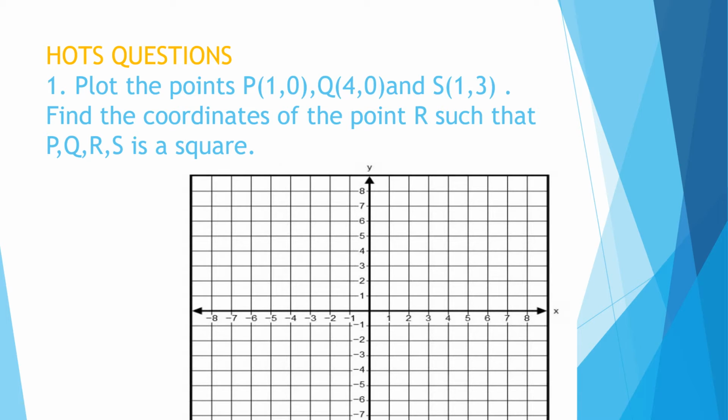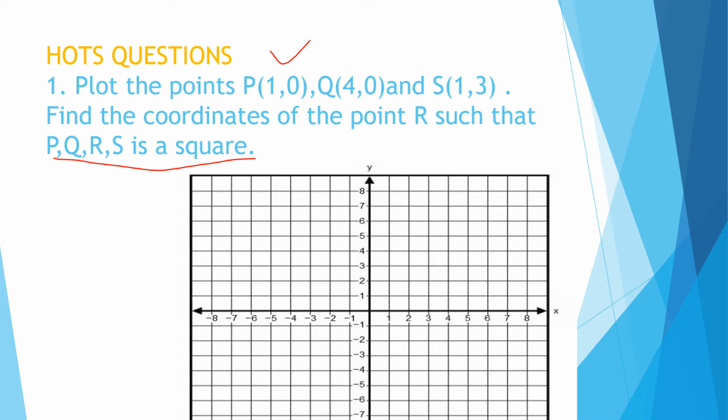Plot the points P(1, 0), Q(4, 0) and S(1, 3). Find the coordinates of the point R such that PQRS is a square. I guess everyone is quite aware of the properties of a square. Only remember a square has 4 equal sides. So our first point is P(1, 0).